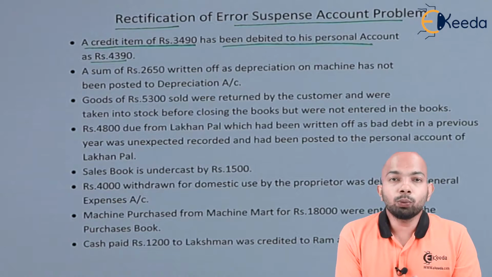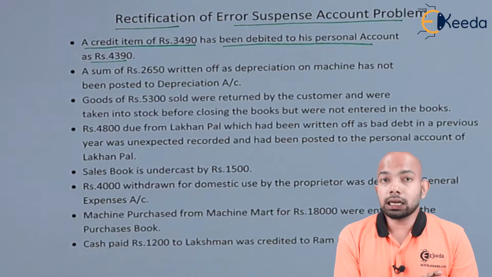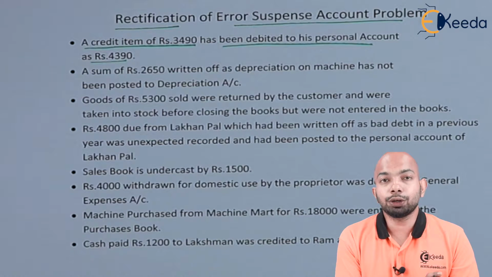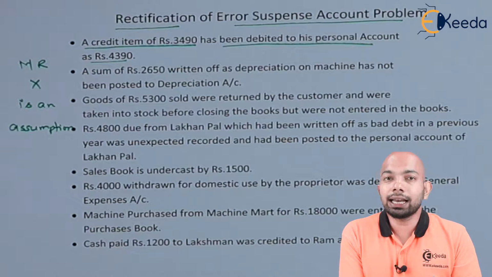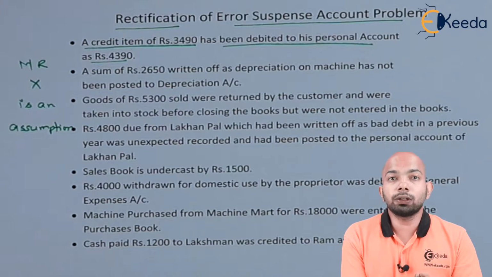Now, in this problem, we'll assume that all these rectifications belong to the trial balance of Mr. X. Let's assume. I'll mention it down on the question paper so that it will be easier for you to understand as well. Mr. X is an assumption, so that is what we'll keep in mind while going through all these questions. Let's go with the first illustration to understand more on it.